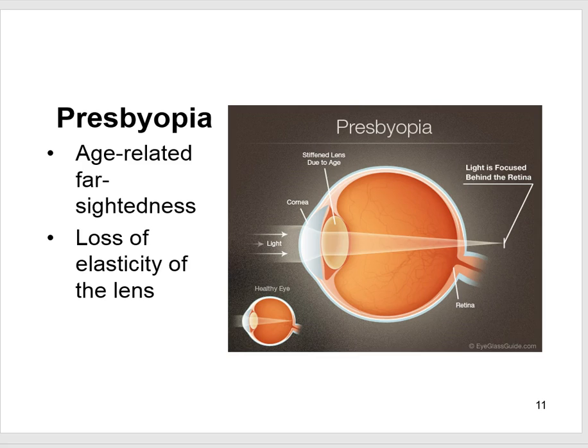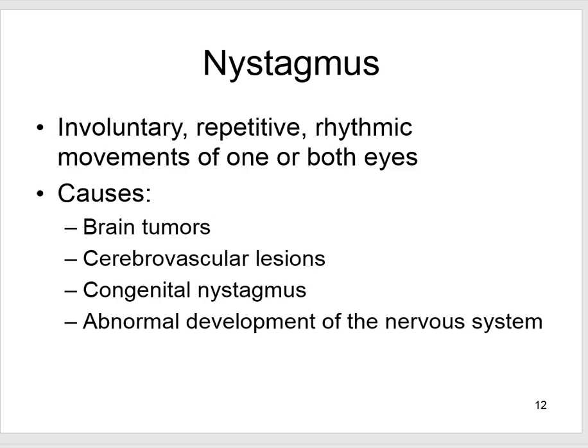So when you look in the distance, the ciliary muscles should relax, and nearby they should contract. And so they lose this elasticity. Nystagmus is an involuntary, repetitive, rhythmic movement of one or both eyes. It can be caused by brain tumors, cerebrovascular lesions, congenital nystagmus, or abnormal development of the nervous system.